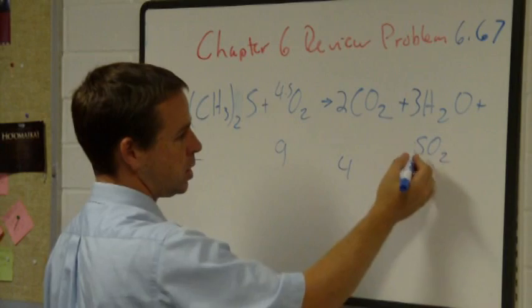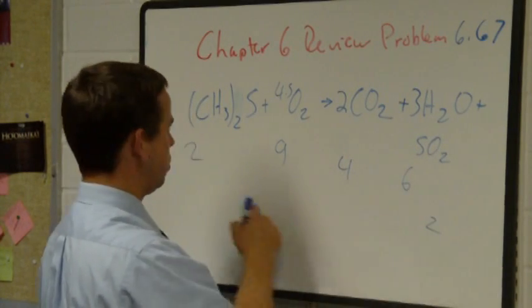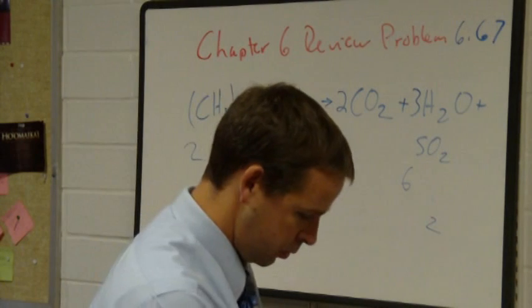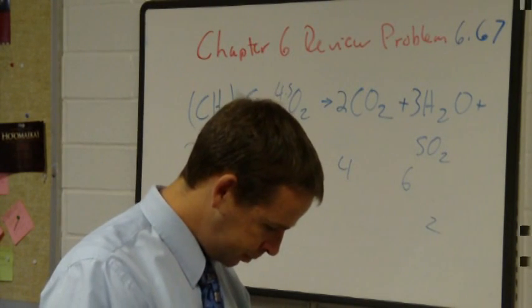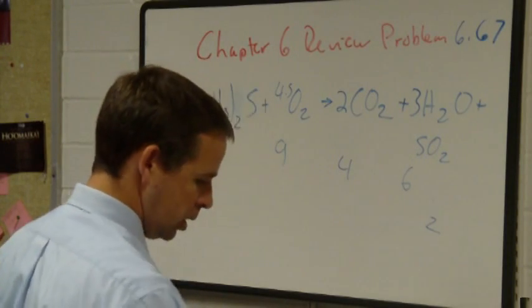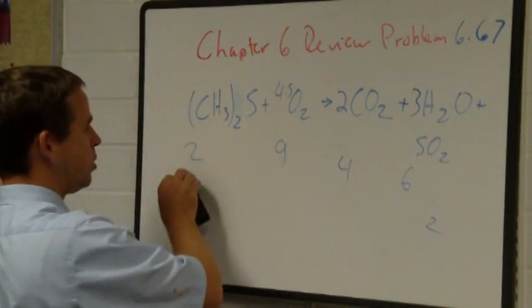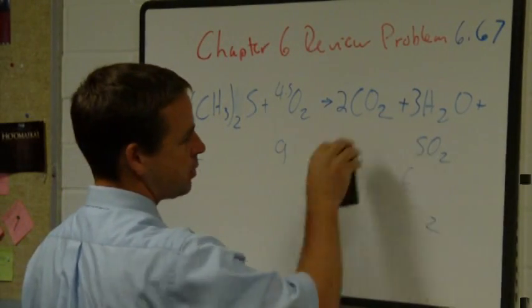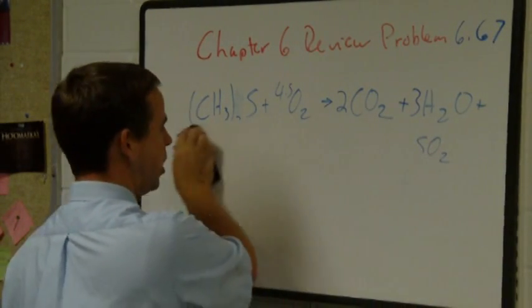The water is going to be 6, and the sulfur dioxide is going to be 2. So 2, 9, 4, 6, 2. That should be our answer for 67. 2, 9, 4, 6, 2. Okay, those are the coefficients, right? 2 for the dimethyl sulfide, 9 for the oxygen, 4 for the carbon dioxide, 6 for the water, and 2 for the sulfur dioxide.